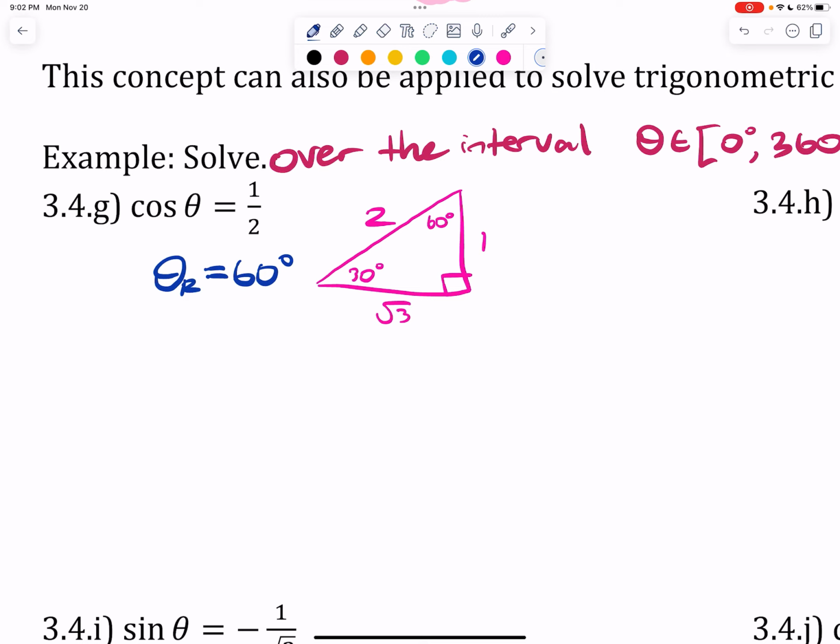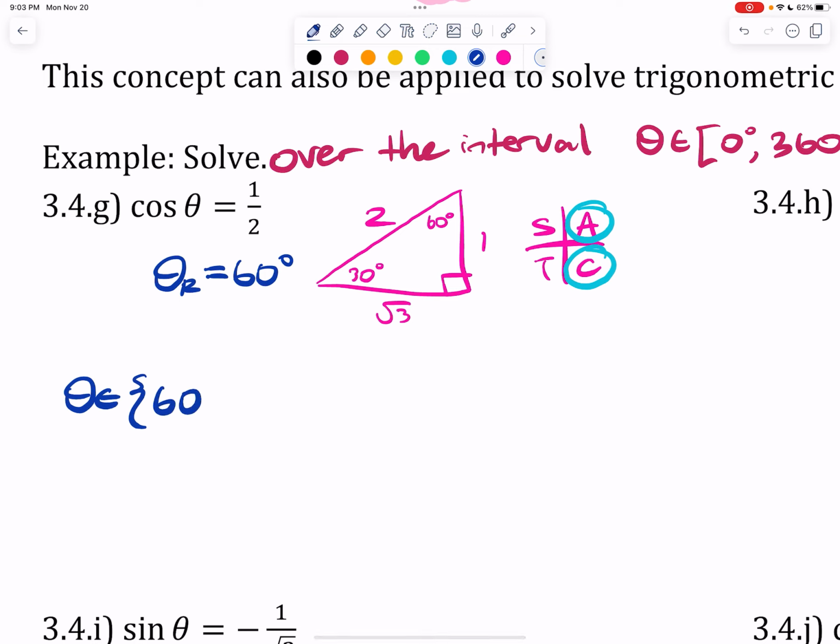Well, cosine theta is this positive value. So according to the CAST rule, we have to either be in quadrant 1, where all things are positive, or quadrant 4, where only cosine is positive. In quadrant 1, we're talking about just being 60 degrees away from 0. So that's that answer. And in quadrant 4, we're 60 degrees away from 360. So that's 300 degrees. Now when it's done, done.